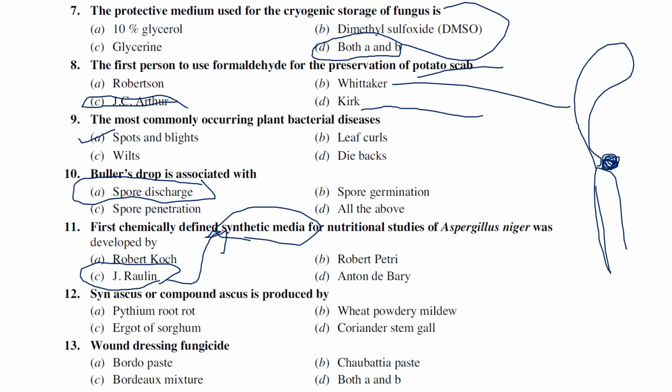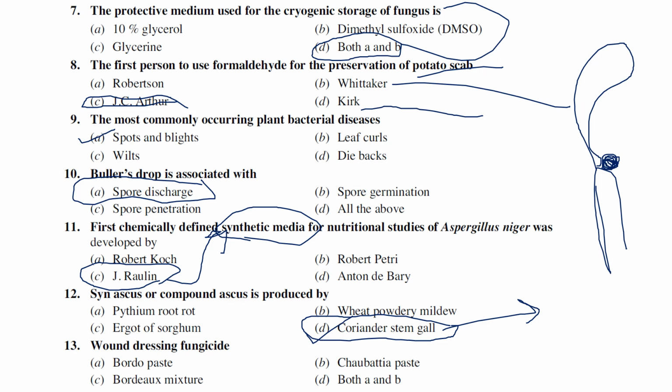by Raulin. Synascus or compound ascus is produced by Pythium root rot, wheat powdery mildew, ergot, sorghum, or coriander stem gall. So coriander stem gall is the one with the characteristic feature of synascus or compound ascus. This coriander stem gall is caused by Protomyces macrosporus, which produces the synascus or compound ascus type.